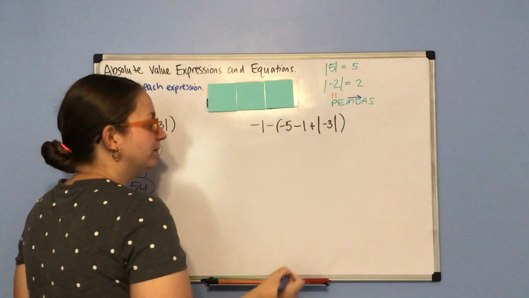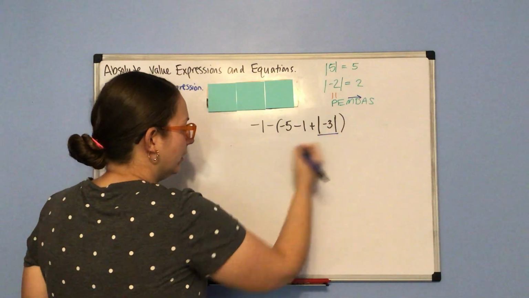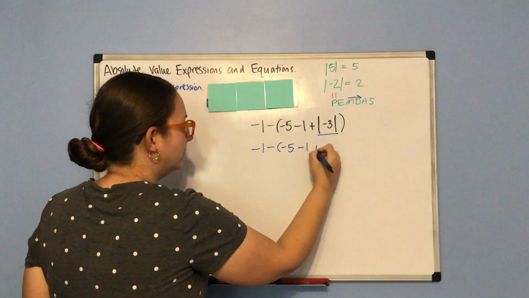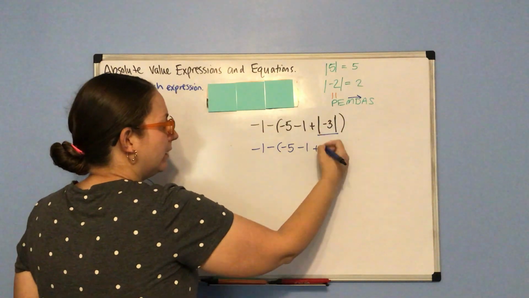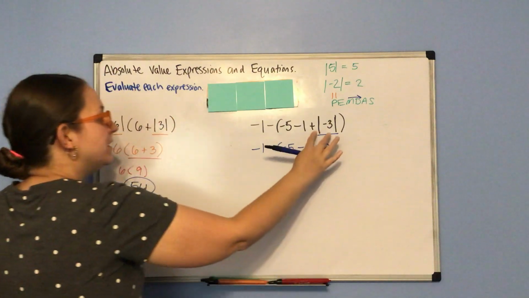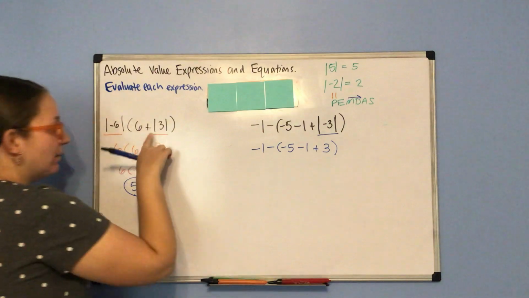Let's try another one. So the only absolute value I have in this problem is right here. So I'm going to keep everything else the same. Absolute value of -3 is +3. So that becomes a +3 at the end. Once I've taken the absolute value, I get rid of the bars. You probably noticed that back here too.